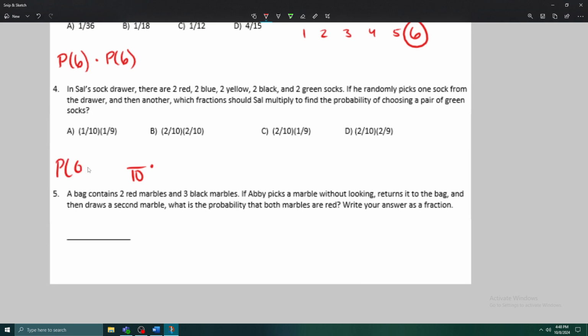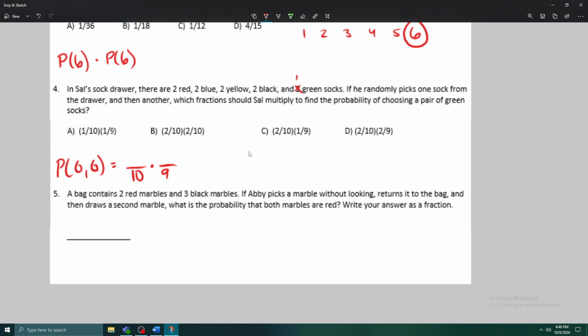So we're looking for the probability of green and then another green. However, remember that he doesn't put it back, right? One after another. So he no longer has 10 socks in the drawer. He pulls one green out, and then he's going to pull out another. So now there's only 9 left. Right? So again, not trying to give you all the answers, but hopefully this steers you in the right direction, okay?